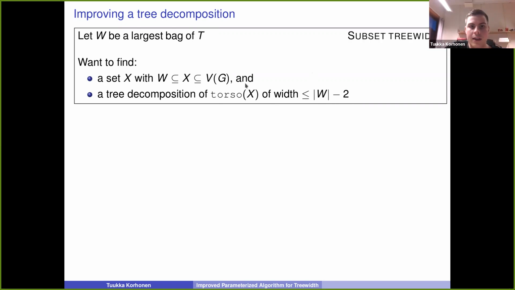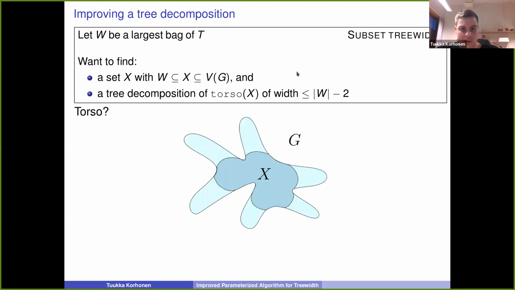Okay. And this problem we will call the subset treewidth problem. So we're given the largest bag, and we want to find this X and a tree decomposition of torso X. Okay, and so what's the definition of the torso? Let's look at the example. So let's have this graph G like this big blob. And let's have X be some set of vertices inside of it.